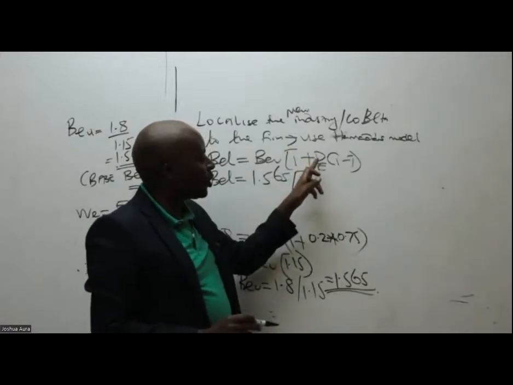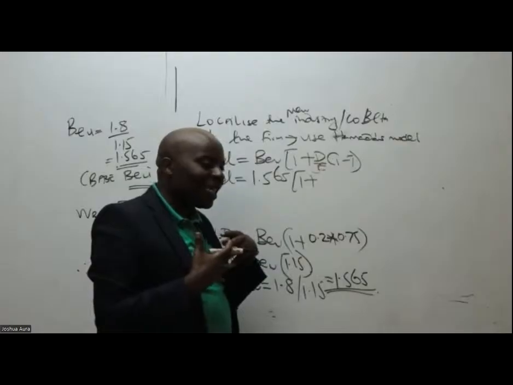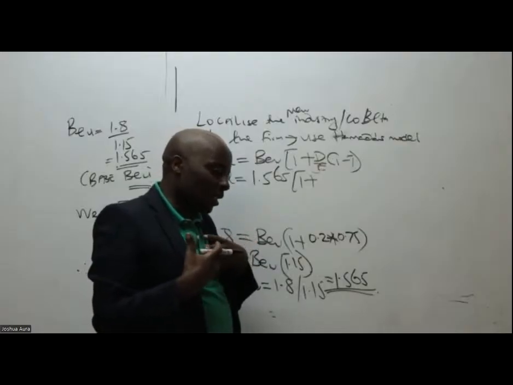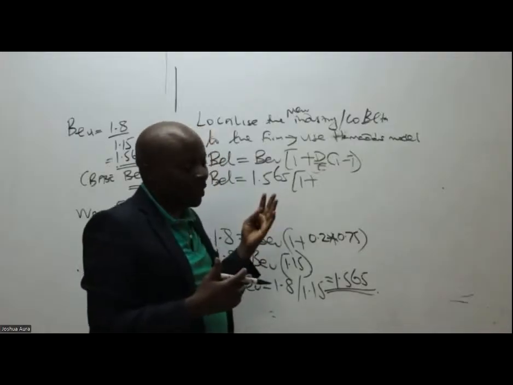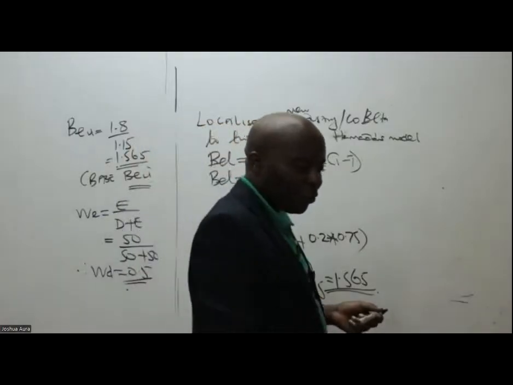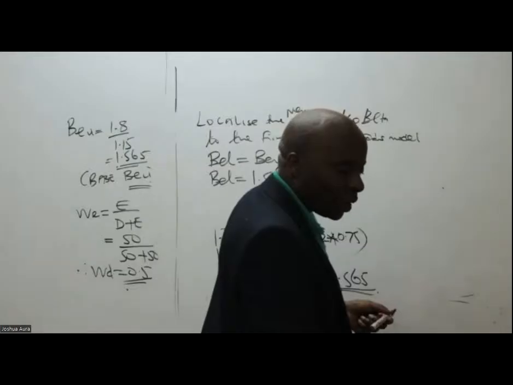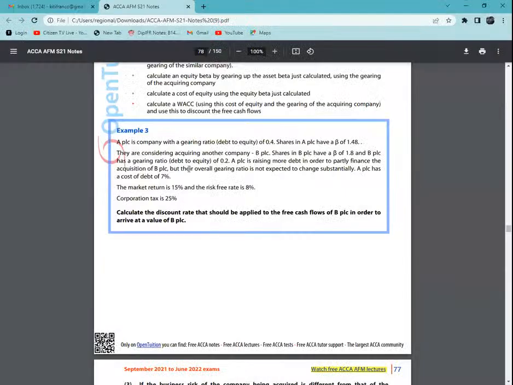And the debt to equity ratio of the company to use, in most cases, is normally given in the question, like Roman 1, Roman 2, Roman 3. But here we don't have Roman 1, Roman 2 or Roman 3. Then I have to go back to the debt to equity of the company as it was given up there. It was given here: A PLC is a company with a gearing ratio of 0.4.